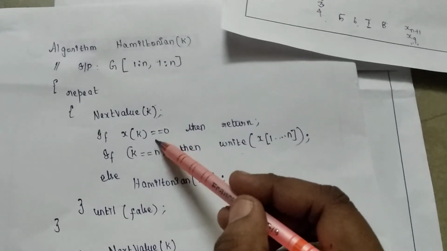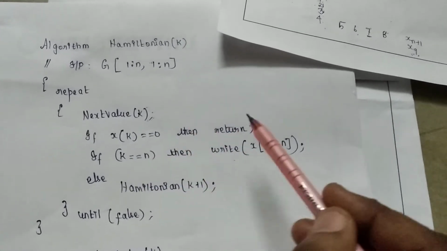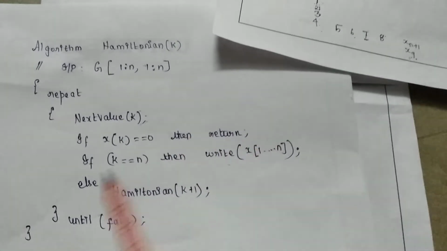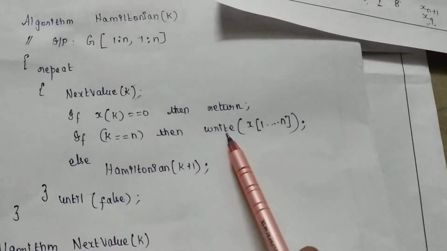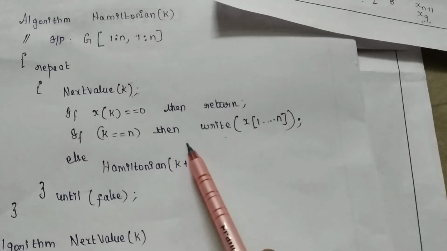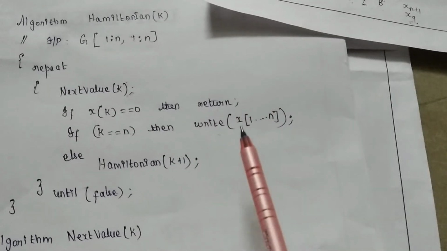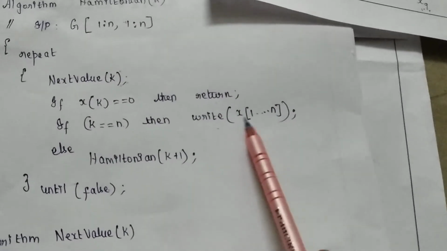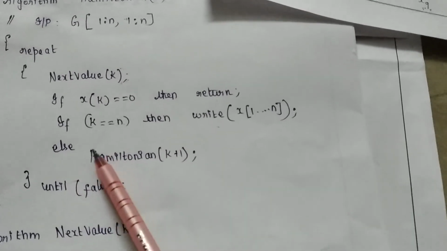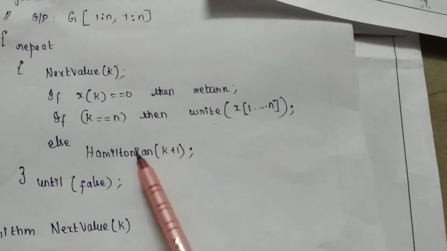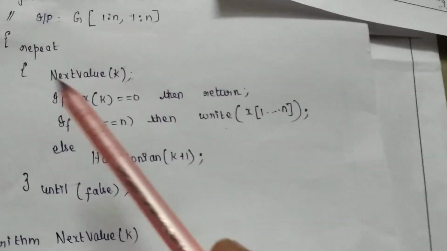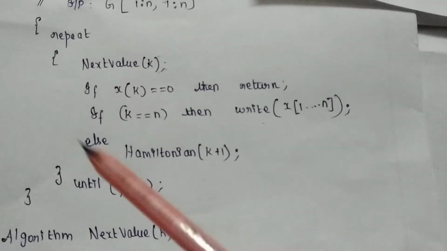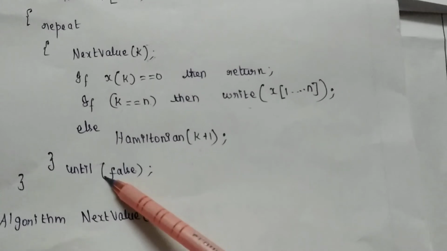So once it returns false, it will come here. Now, it will check here. If x of k is equal to 0, then it will return true. Otherwise, if k is equal to n, we have assigned values for all the vertices, all the positions of the output vector, so we can display the values. Otherwise, you have to call Hamiltonian for the k plus 1th position. So this will be repeated and it will return false if there is no Hamiltonian cycle.